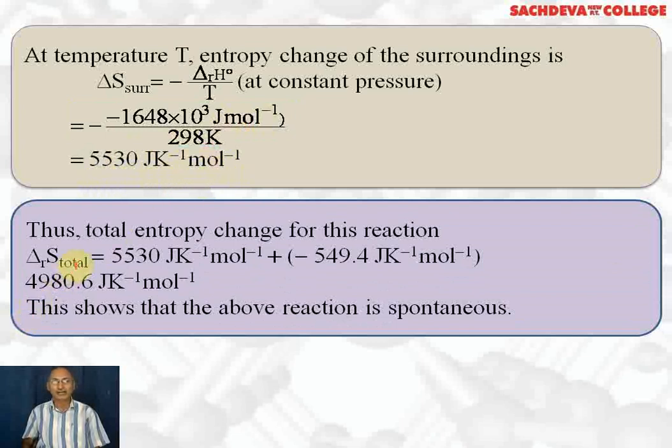So we find the total entropy change for this reaction: 5530 joules per Kelvin per mole plus minus 549.4 joules per Kelvin per mole. The net comes out to be 4980.6 joules per Kelvin per mole. This shows that the above reaction is spontaneous.